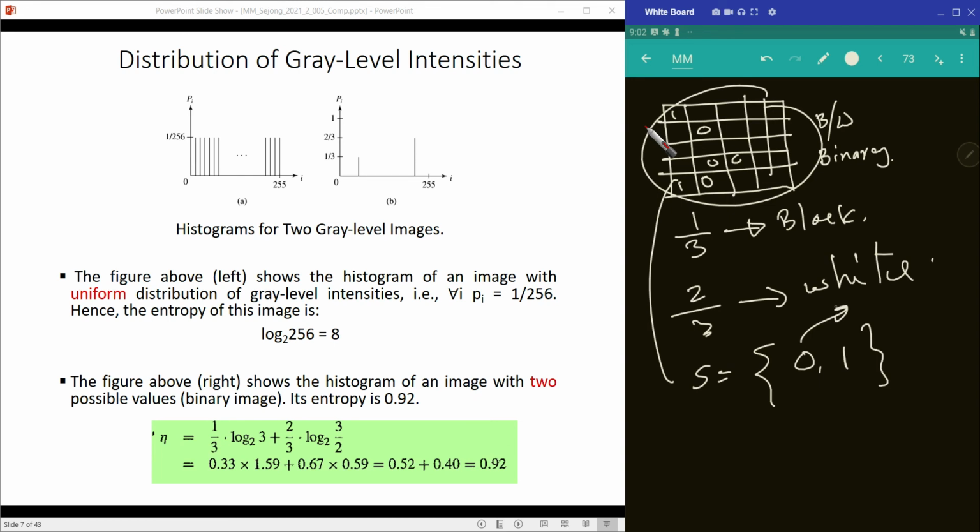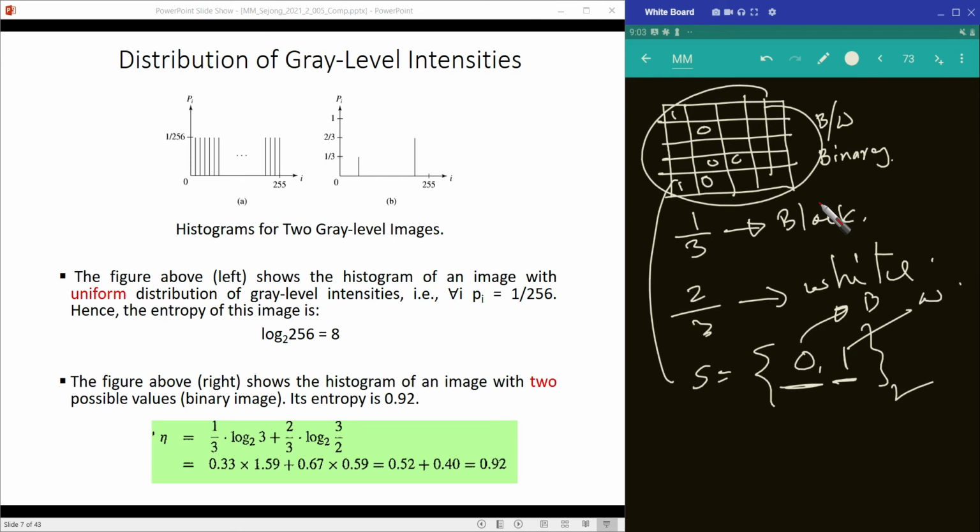So this 0 might be the black symbol and this is the white symbol. Now, what is the entropy for this information? That means on average, how many bits do we need to represent or store one symbol in this information or in this image.